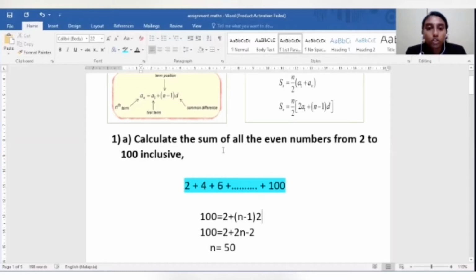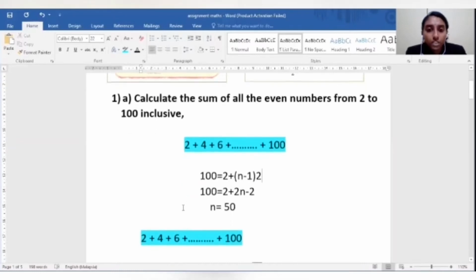This 2 is actually the common difference. How do I get the common difference? It's actually simple. 4 negative 2 means we will get 2. That's the common difference. So after we finish that, we can multiply this, we can times with this. So after we times, we will get this. And then the last answer will be 50.